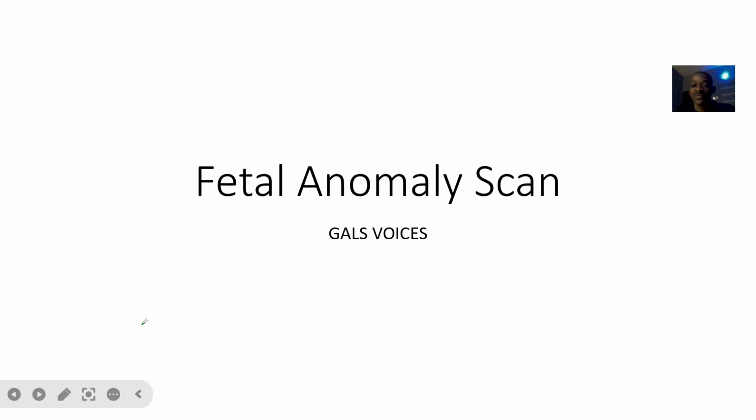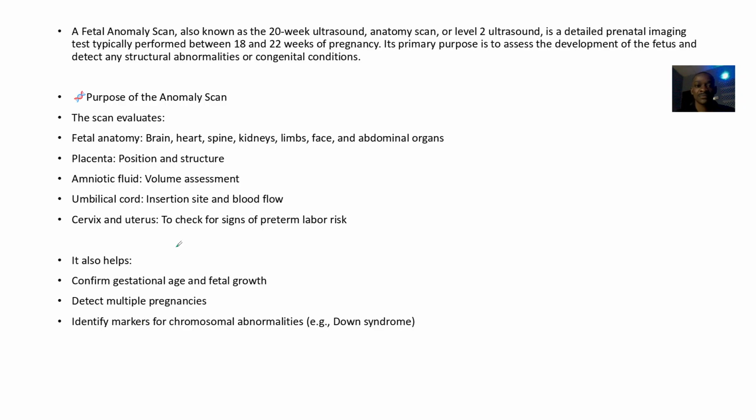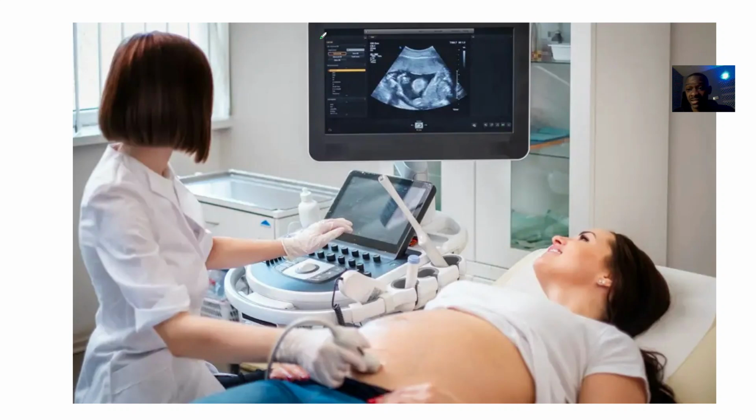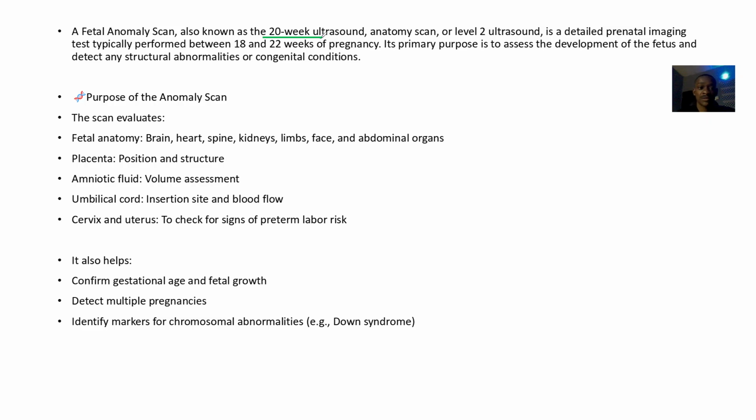Do you understand? So the anomaly scan is also known as what? 20-week ultrasound. It's also known as anatomy scan. It's also known as level 2 ultrasound. So many names. It's a detailed prenatal imaging. That's when the baby is still in the stomach. You are doing this type of imaging while the baby is still in the stomach.